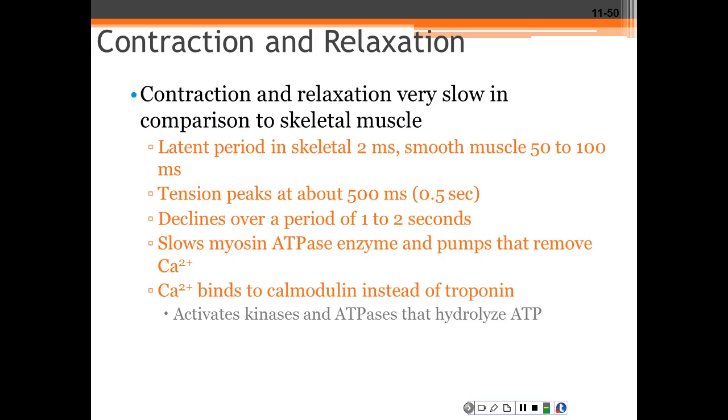Now, compared to a skeletal muscle, the smooth muscle is very slow to contract and relax. The latent period, which you talked about earlier, between the stimulation and contraction in the smooth muscle is 50 to 100 milliseconds, compared to 2 milliseconds in the skeletal muscle. Tension in the smooth muscle peaks at 0.5 seconds after stimulation, and then declines after a period of 1 to 2 seconds. Smooth muscle myosin ATPase is a slow enzyme, and the pumps that remove calcium from the cell are also slow.